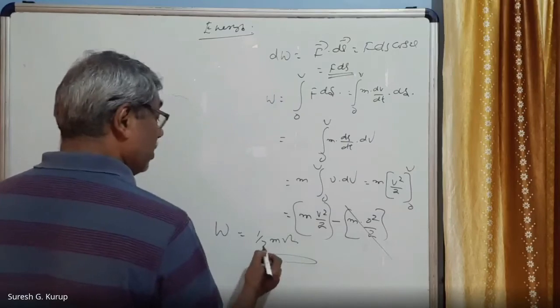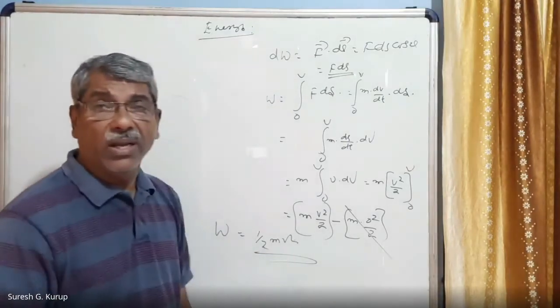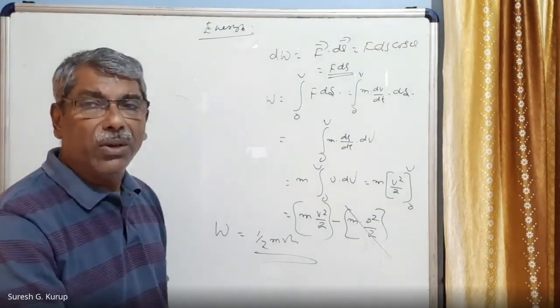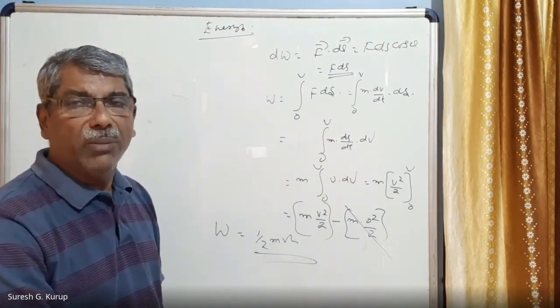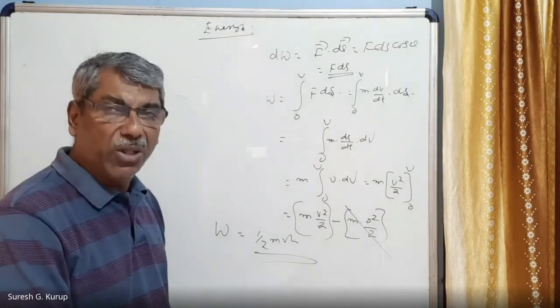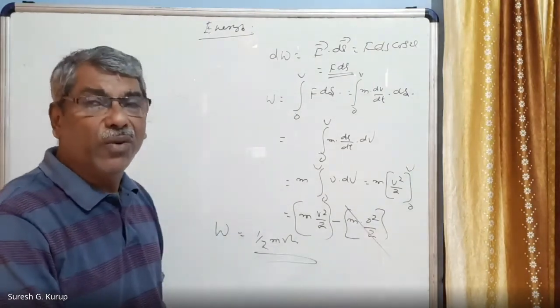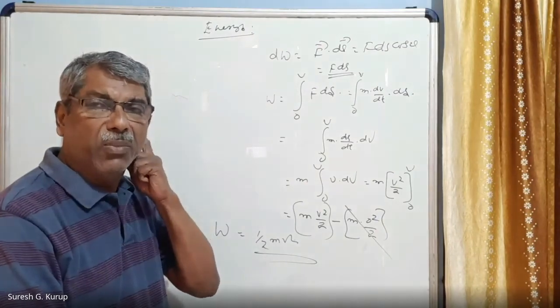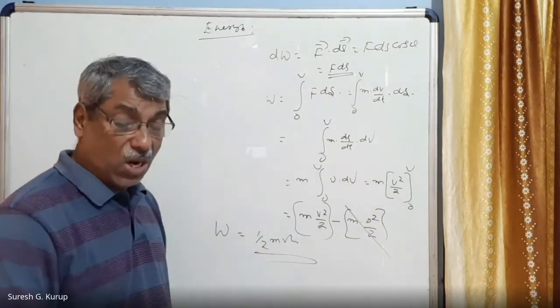So work done by a force is equal to the kinetic energy. When you are doing work on a body, that work can be converted into kinetic energy of the body. The body starts moving with a velocity, so kinetic energy is contained in the body. That is W = ½mv².